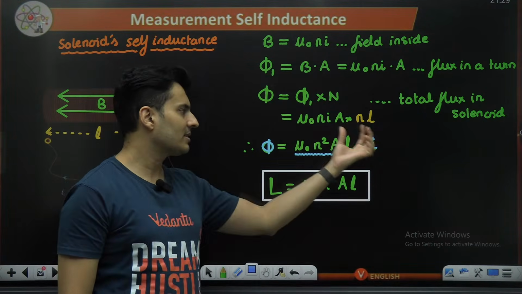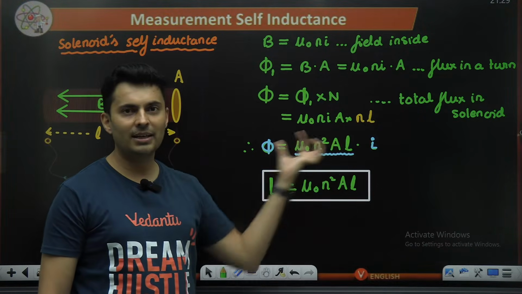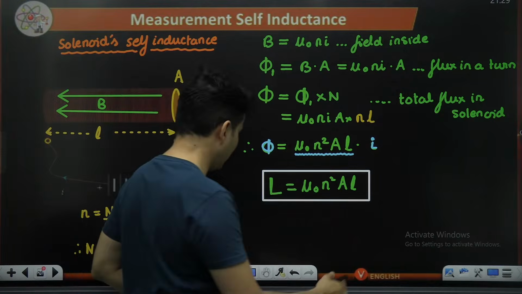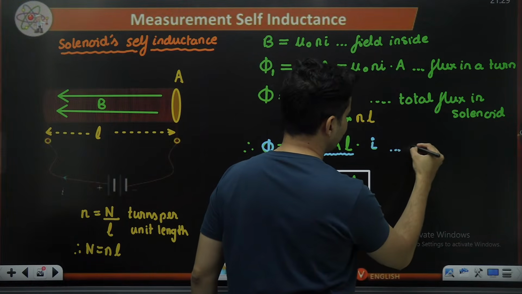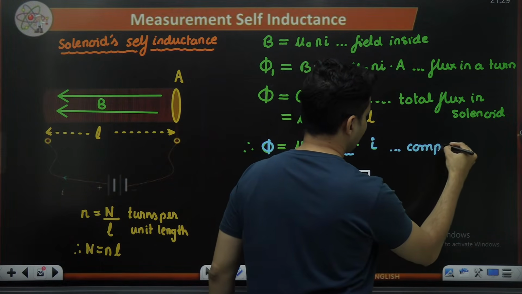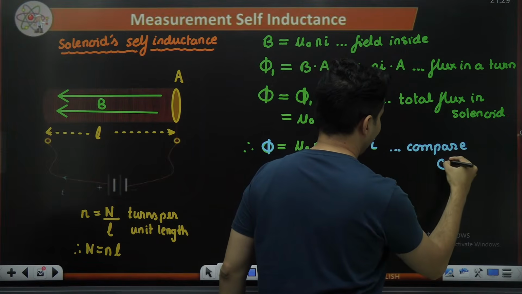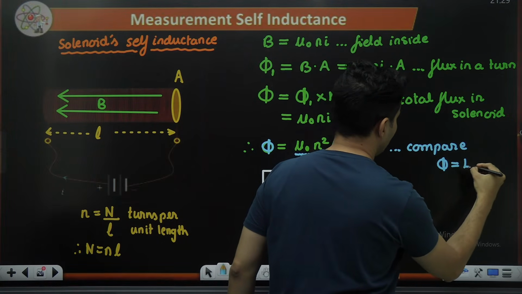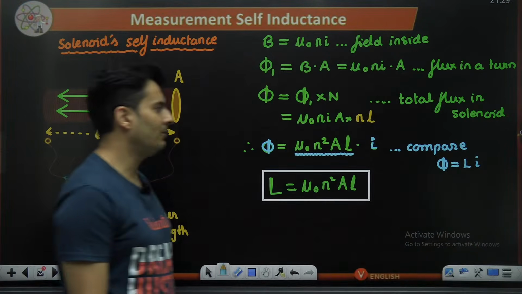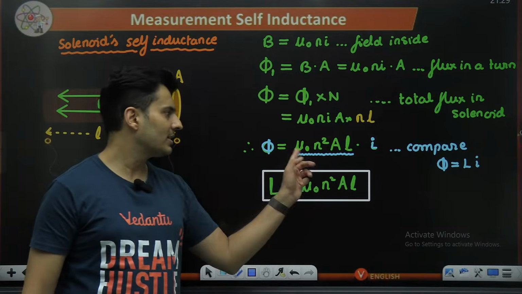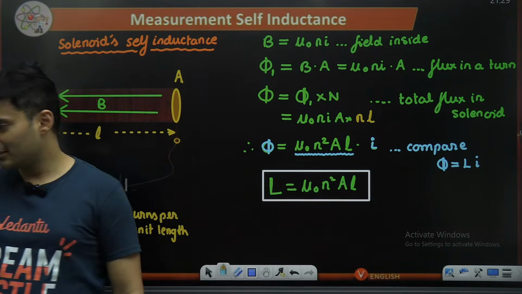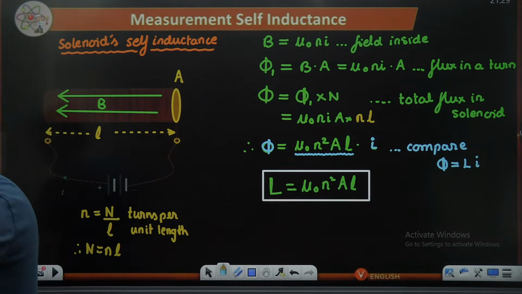So inductance is the constant of proportionality. Phi is equal to Li. I'm just comparing it. So compare with what? Flux is equal to inductance into current. That's all I'm asking you to do. So immediately you will see this is the inductance. Okay, very simple. All right, perfect. Amazing.